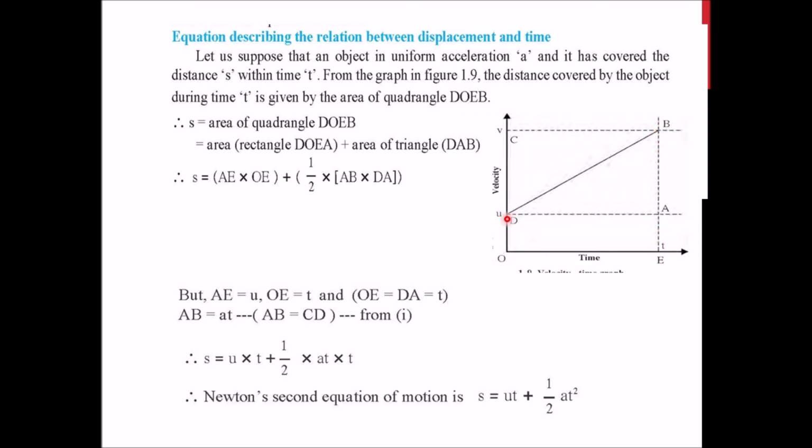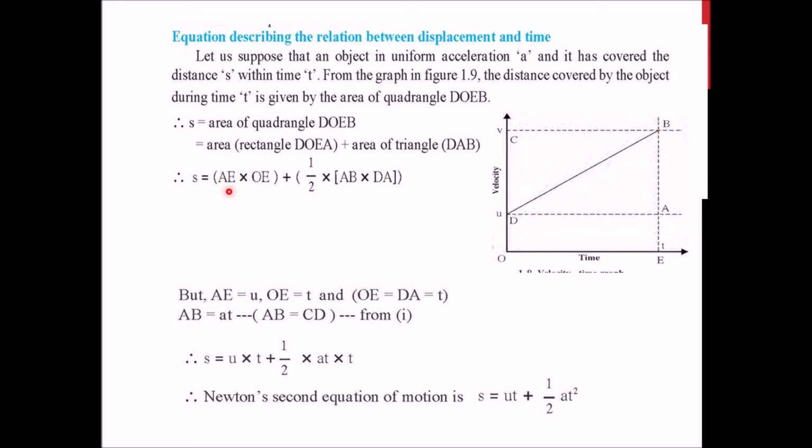Look very carefully, it is DOEB. It is not EA, it is EB. So this will be a trapezium type of quadrangle. This entire figure comprises two figures: one is a rectangle, that is DOEA, plus a triangle, which is named DAB.